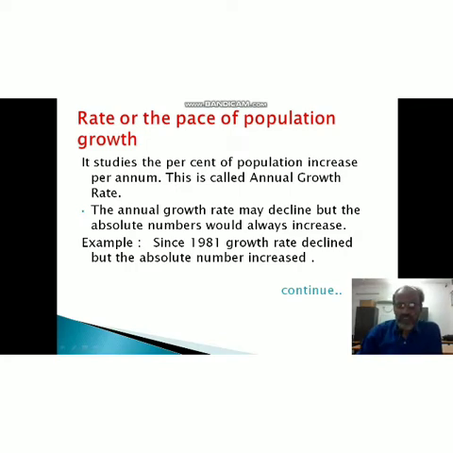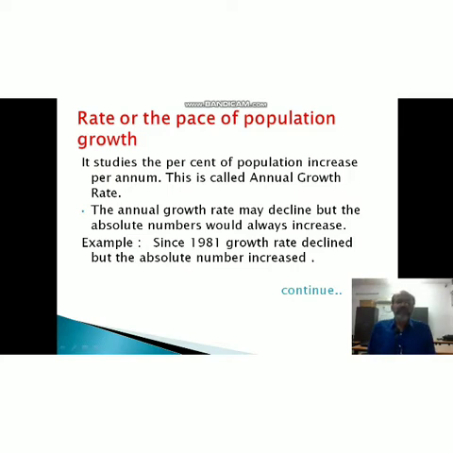Absolute number means that every year the population is increasing. Then the rate, or the pace of population growth, studies the percent of population increase per annum. That means annually the population is increasing. How much population is increasing? That is called annual growth. Suppose in 100 people, 2 people are increasing. Later we will discuss this. So we can say that this is the annual growth of the place.